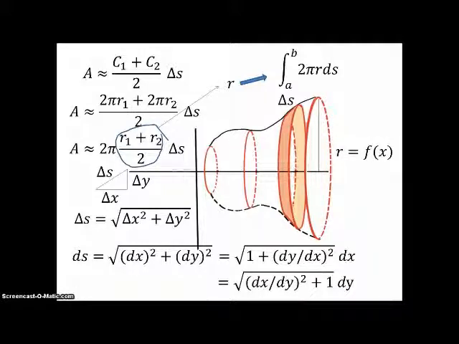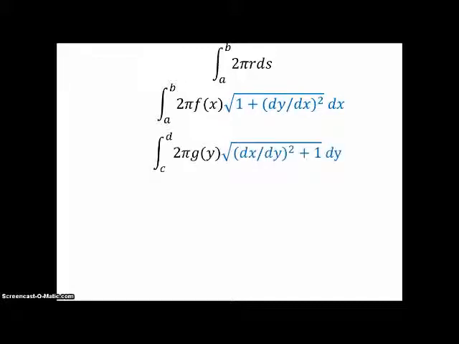In this case, if we rotate around the x-axis, the radius is f of x. That won't always be the case, but it is in this example. So there's our standard integral for surface area. If we rotate around the x-axis, it's going to look like that. And if we rotate around the y-axis, then the radius would be x rather than y, and we would run everything in terms of y.